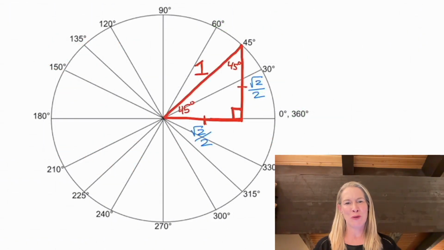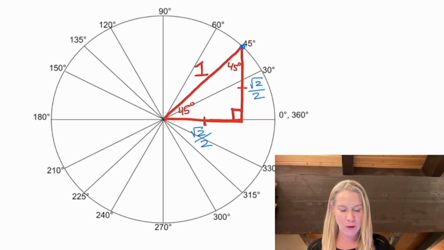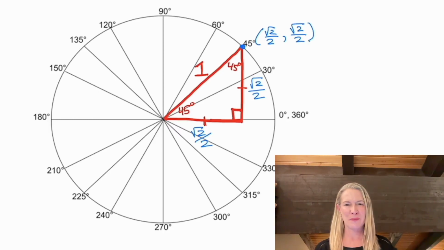If you superimpose that 45, 45, 90 right triangle on top of your unit circle, of course the hypotenuse is still 1 because that's the radius of the unit circle, and you see the two legs I've marked there. That means that the coordinates of this point right here are root 2 over 2, comma, root 2 over 2.